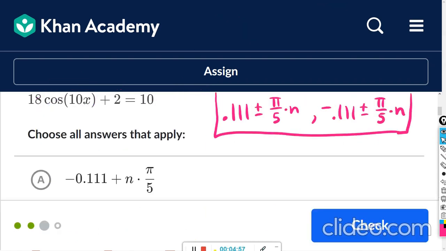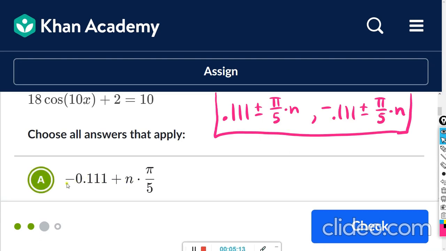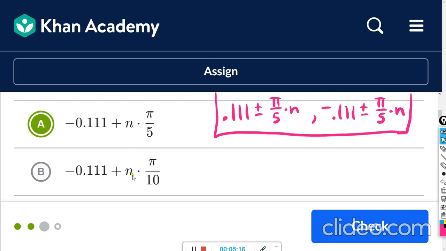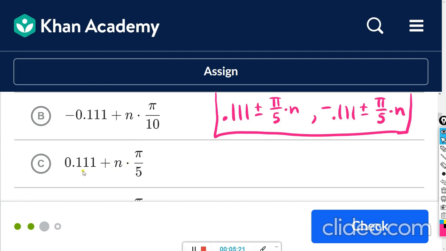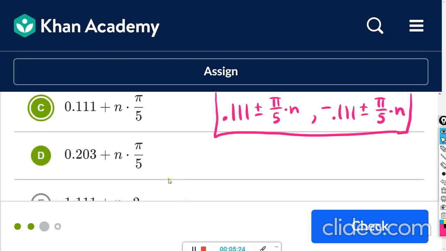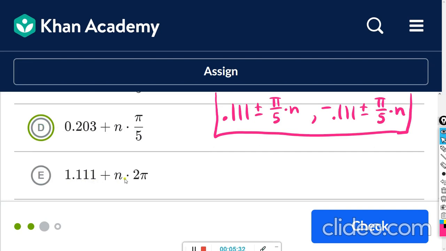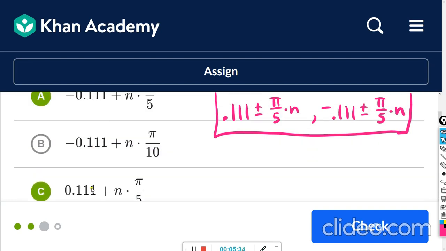Okay, I made one small mistake. I forgot to divide by 10. I said 1.11. I meant to say it's 0.11 and also negative 0.11, but the period was correct. So answer A, correct answer, correct period, that one is okay. Answer B, the period is wrong. Answer C, correct answer, correct period, that one is good. D, it's not D, this is the correct period, but this answer is wrong, and this answer is wrong as well. So it's just A and C.